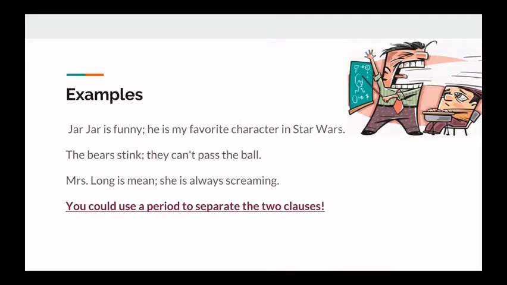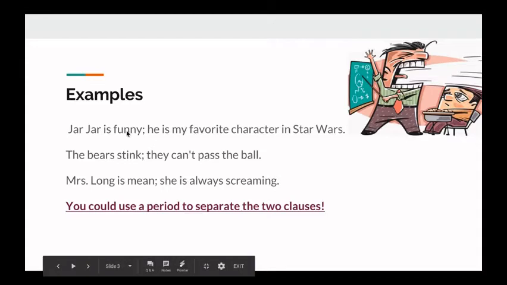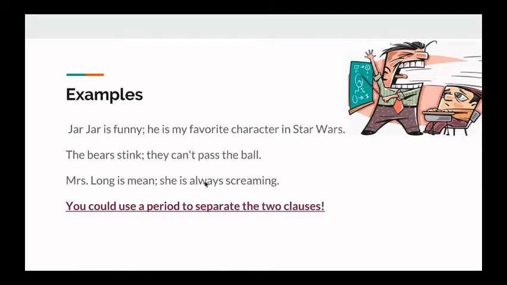Jar Jar is funny; he's my favorite character in Star Wars. The bears stink; they can't pass the ball. Mrs. Lawn is mean; she is always screaming. All three of those examples have two clauses. Clause 1, Clause 2, Clause 1, Clause 2, Clause 1, Clause 2.